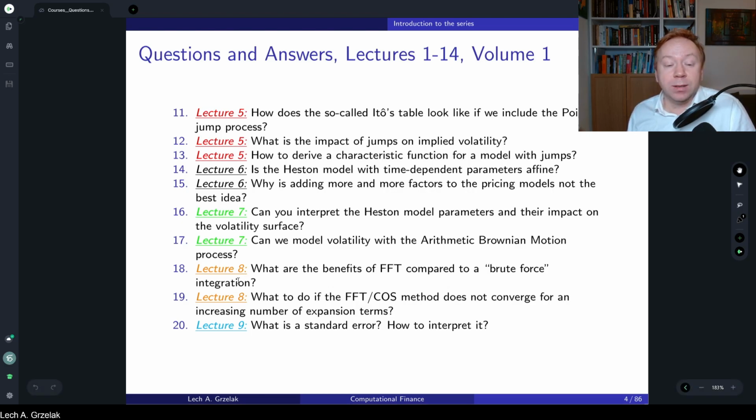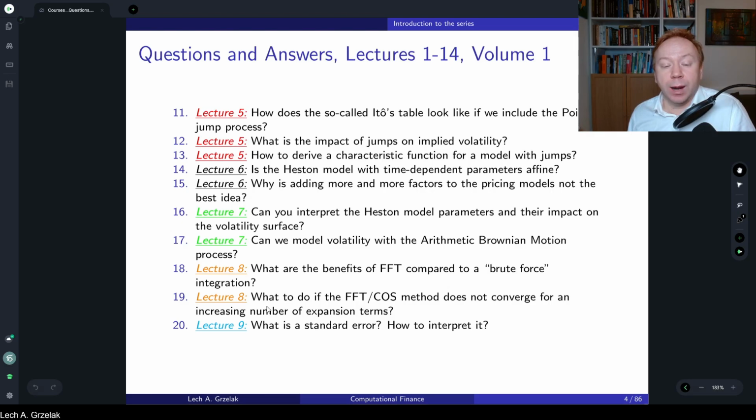Lecture number 8 is about Fourier transformations. So here it is a challenging question. Why would you use Fourier transformation? Why don't you price using brute force integration? So it's also about your understanding of why you actually apply this type of method for pricing, and why you don't just do something more straightforward.